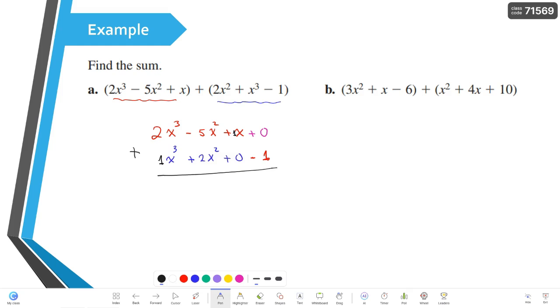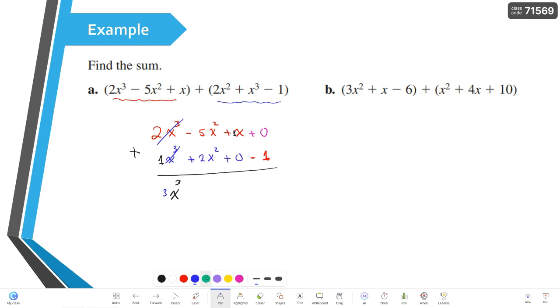So let's get started by adding the 2x cubic and 1x cubic. The process of addition says that we need to write the variable, which is x cubic, and then add the coefficients together. So the coefficients here, we have 2 and plus 1, so this would be 3. So we are done here.